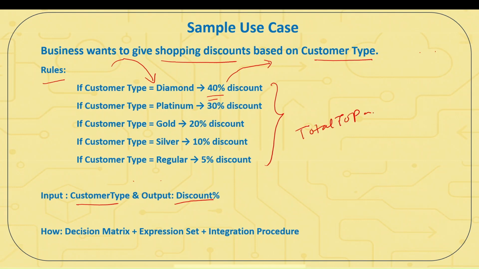I mean to say, if total bill is about 10k, then we can apply this discount percentage here and we will be able to find total to pay amount. So in this way we can find out the discount percentage with the help of business rule engine. How can we do it? With the help of decision matrix, expression set and integration procedure.